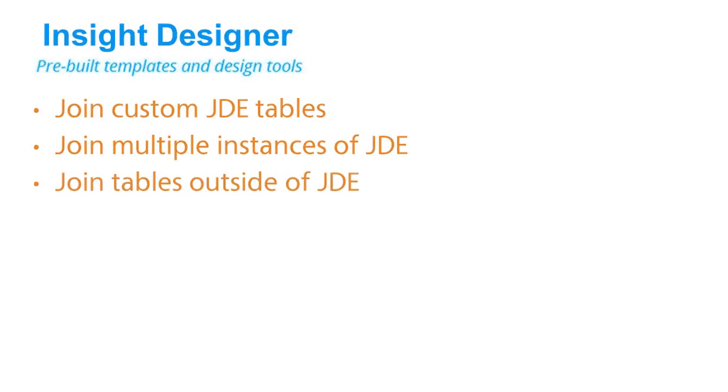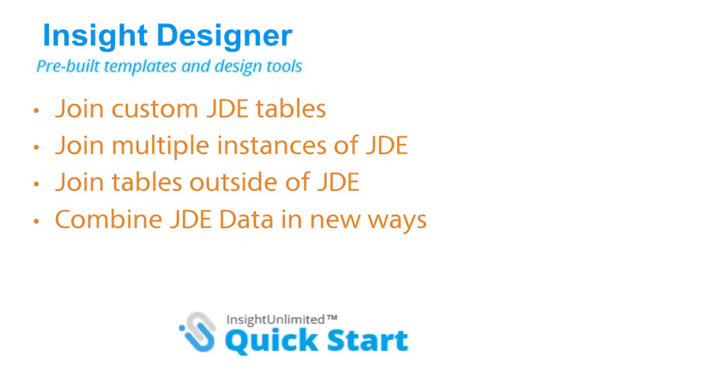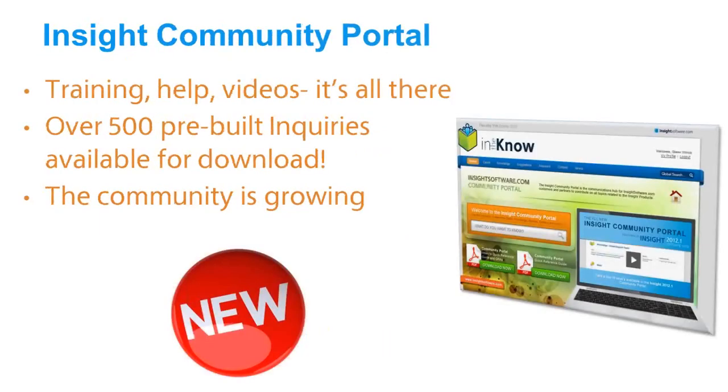You can join tables outside of JDE Edwards. So it might be a table where you bring in the data using a database view to bring in that external data. So it might be data on things like delivery information or something from a manufacturing or plant system. And you get to combine JDE Edwards data in new ways. An example of that would be the report we just looked at with data from inventory, purchasing, and sales all combined onto one easy-to-use screen with drill down. So we call this the InsightUnlimited Quick Start, being able to actually quickly get to the data using our standard templates and having the design tools to bring new things together.